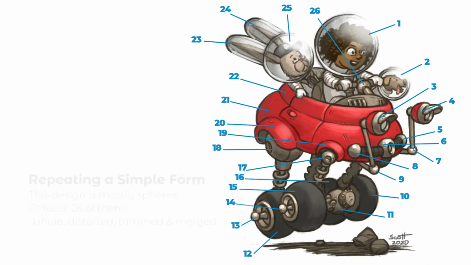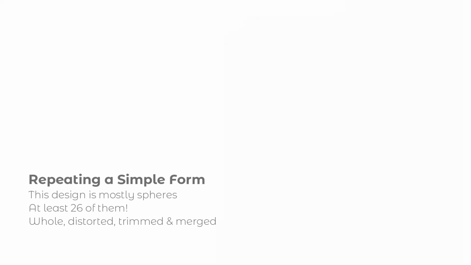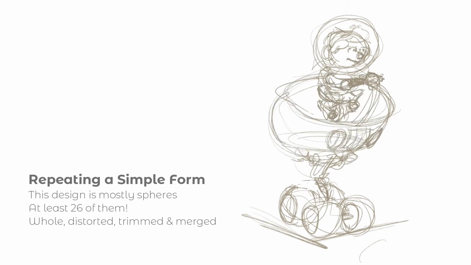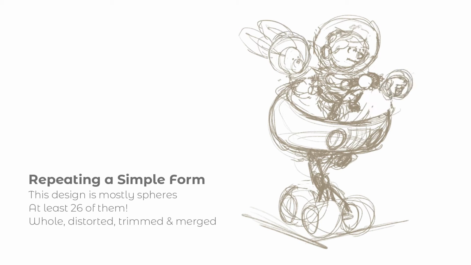Some of them are whole, like the characters' helmets. Some of them are squashed or stretched, like the body of the buggy. Some of them have bits trimmed off, like the headlights. And some of them are merged with other forms, like the rounded ear guards on the bunny's helmets. That's a lot of repeated forms.